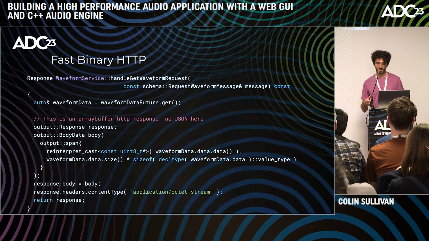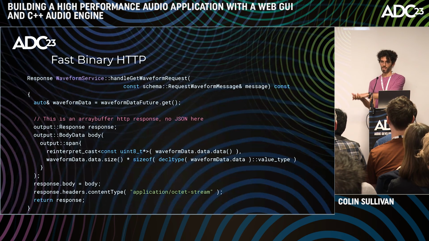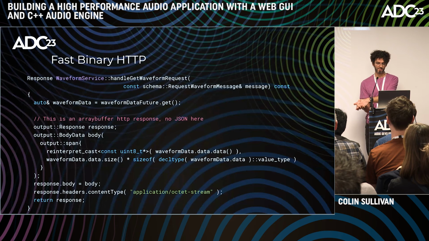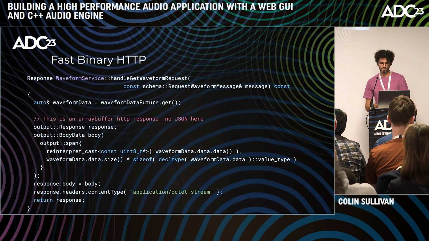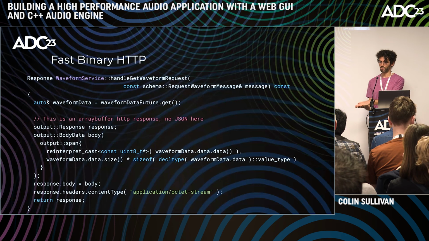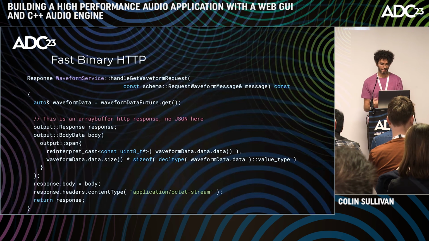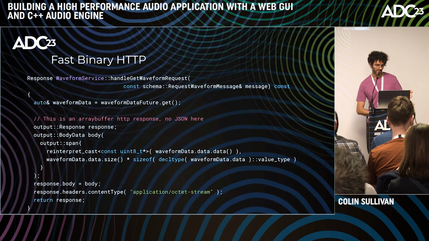The idea here is to minimize copied data as much as possible until it hits the native request API. So you can see here it's just setting up the span, pointing to the waveform data, and there's no serialization overhead. It's just returning that data to the native response handler. And this is just our abstraction for a response body.